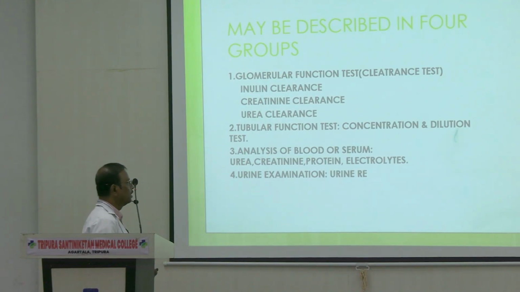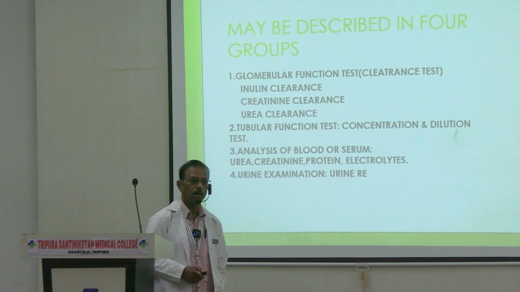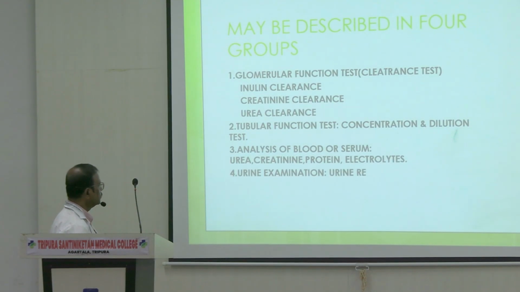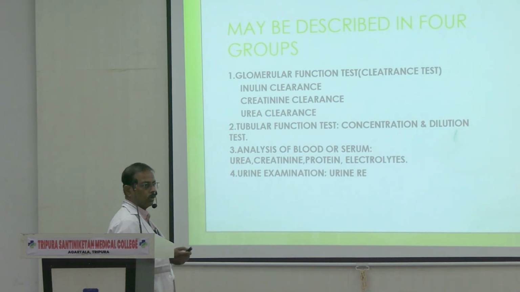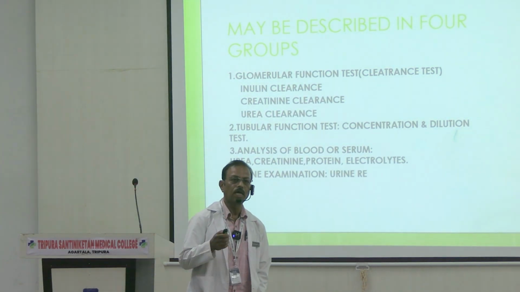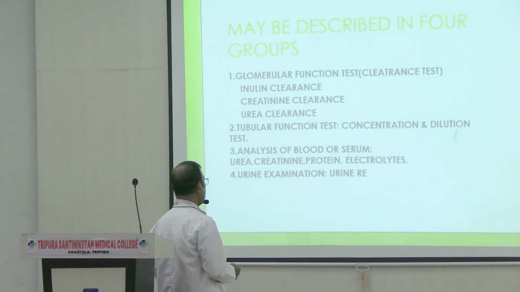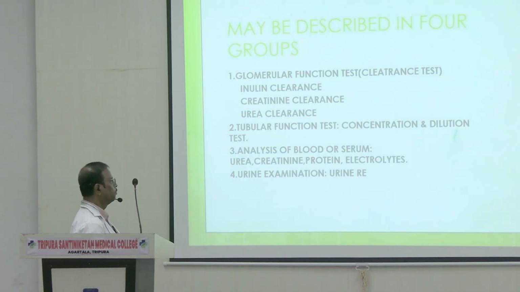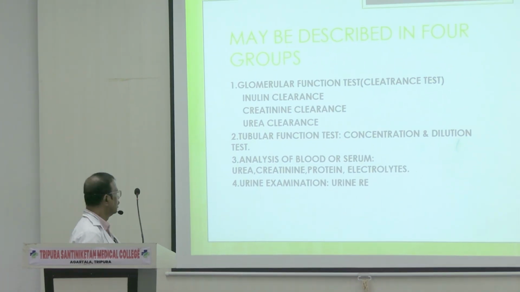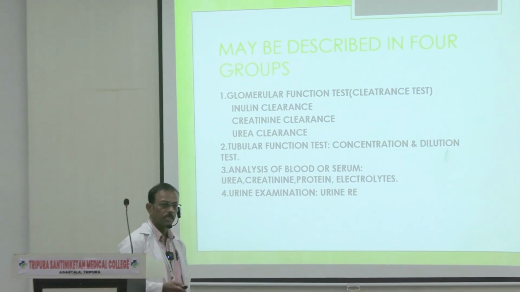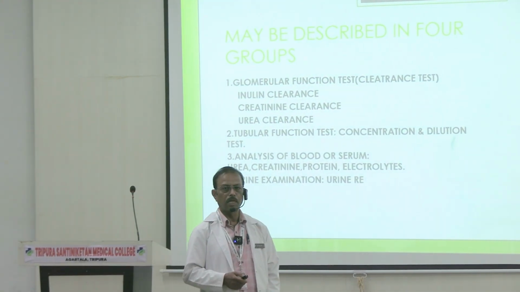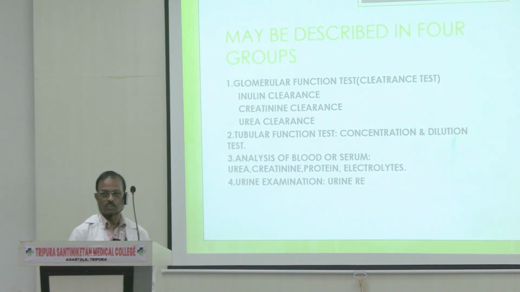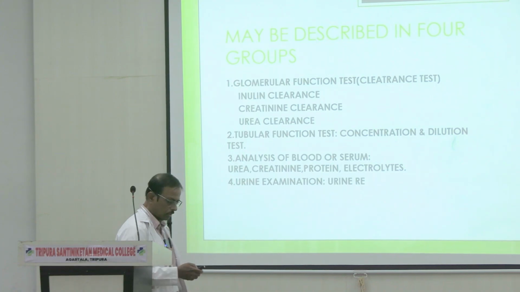Tubular function test can be checked by concentration and dilution test. Other than this, we can analyze blood to see urea level, creatinine level, protein level and electrolyte levels. Then simple routine examination of urine also can give a good idea about the renal status, functioning of the renal functioning status.